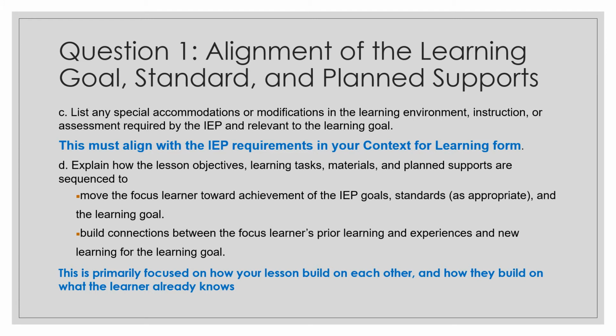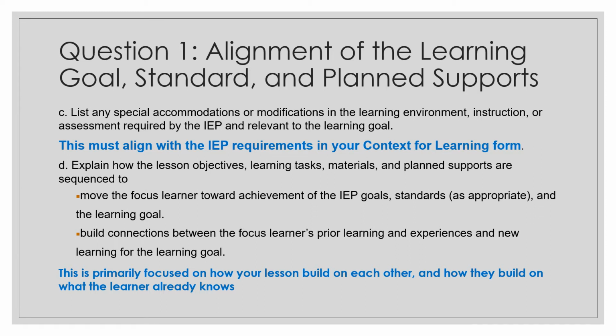Question 1C is to list any special accommodations or modifications in the learning environment, instruction, or assessment required by the IEP and relevant to the learning goal. Again, you should already have this in your lesson plan. You can just copy it over here. This must align with the IEP requirements in your context for learning form. And you can explain that in your lesson plan. It's kind of brief, but you can go into more explanation here. Remember, they're giving you 12 pages to write this. These accommodations or modifications must align with the requirements in your context for learning form.